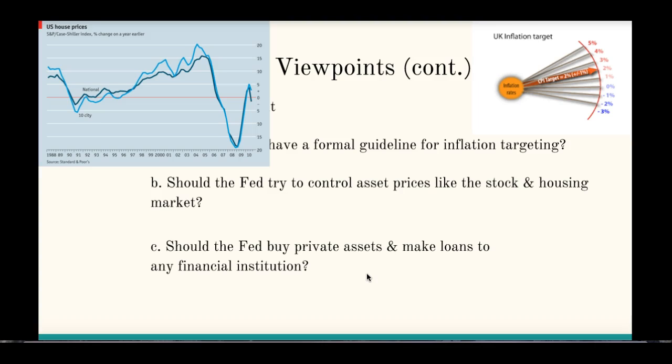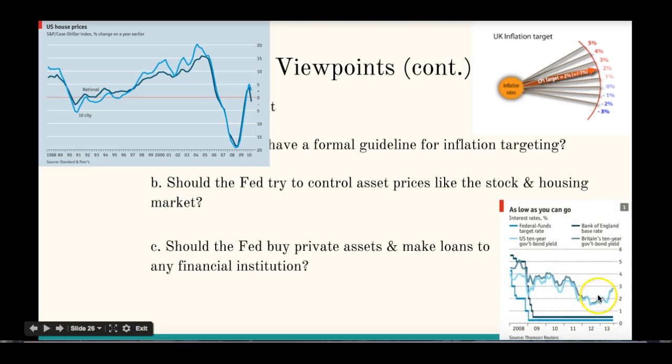Other people said, hey, wait, whoa, you're going too far. So again, as low as you can go, it was because of this liquidity trap. These lines down here were showing you that the interest rates were pretty much at zero. Okay, and then these were bond rates at the time.